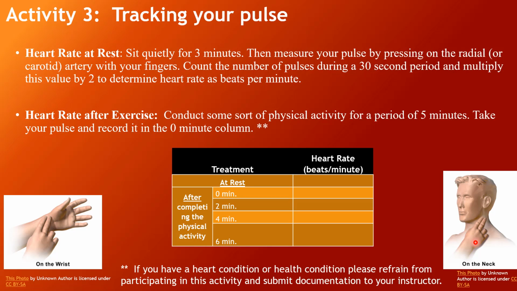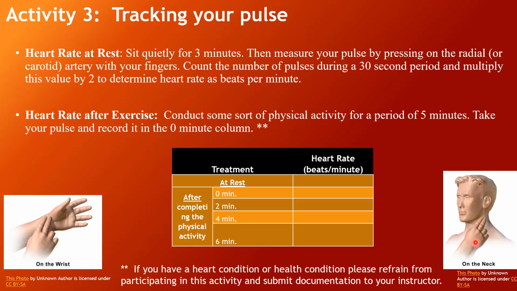Once you feel your pulse, you'll wait and time yourself 30 seconds. Count how many pulses you feel in 30 seconds. When 30 seconds is up, multiply that number by 2, and that will give you how many times your heart is beating per minute. Once you determine your resting heart rate, you will determine your heart rate after exercise.